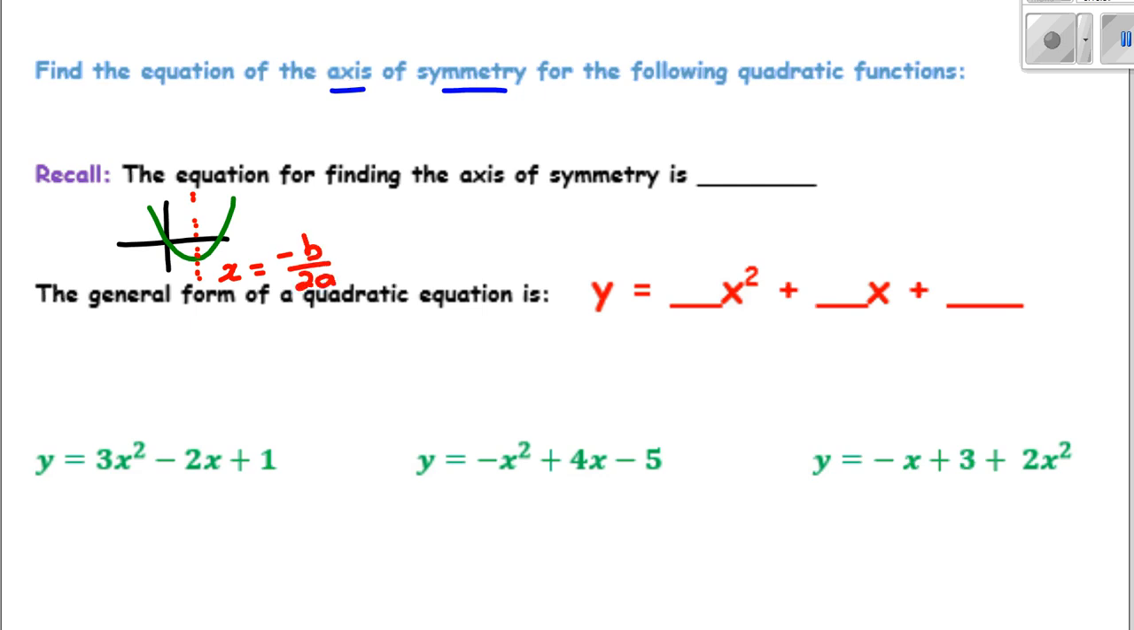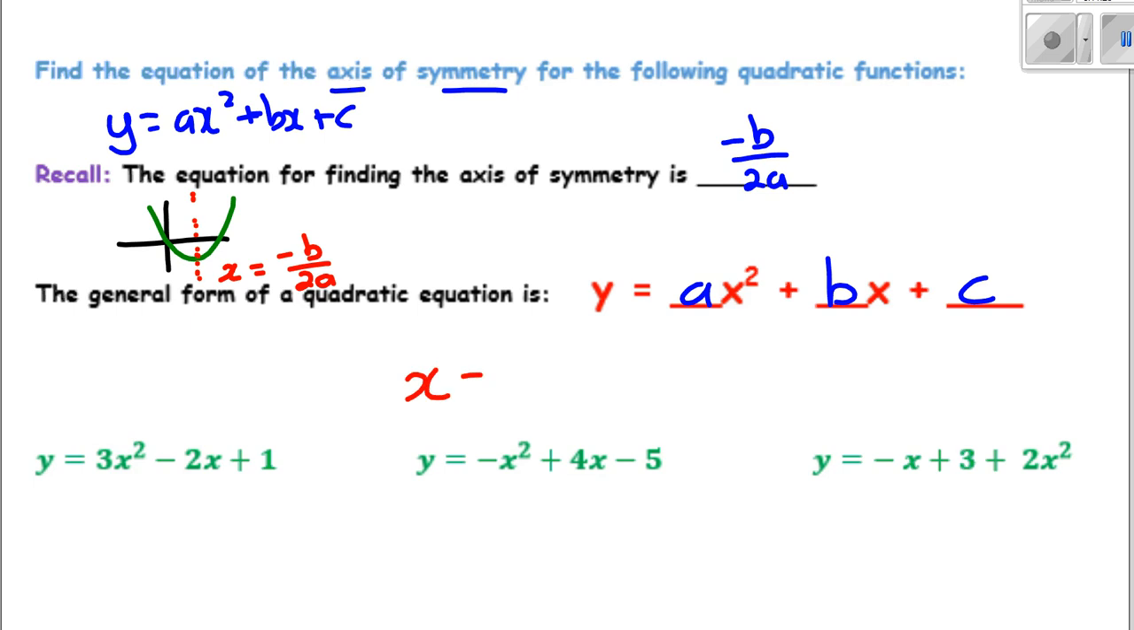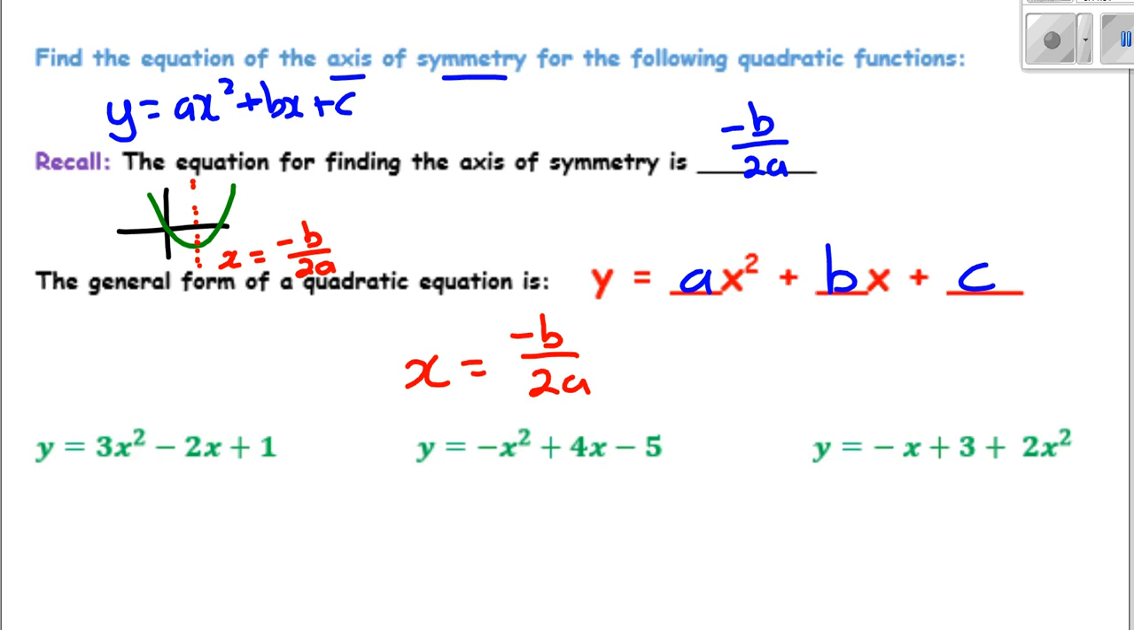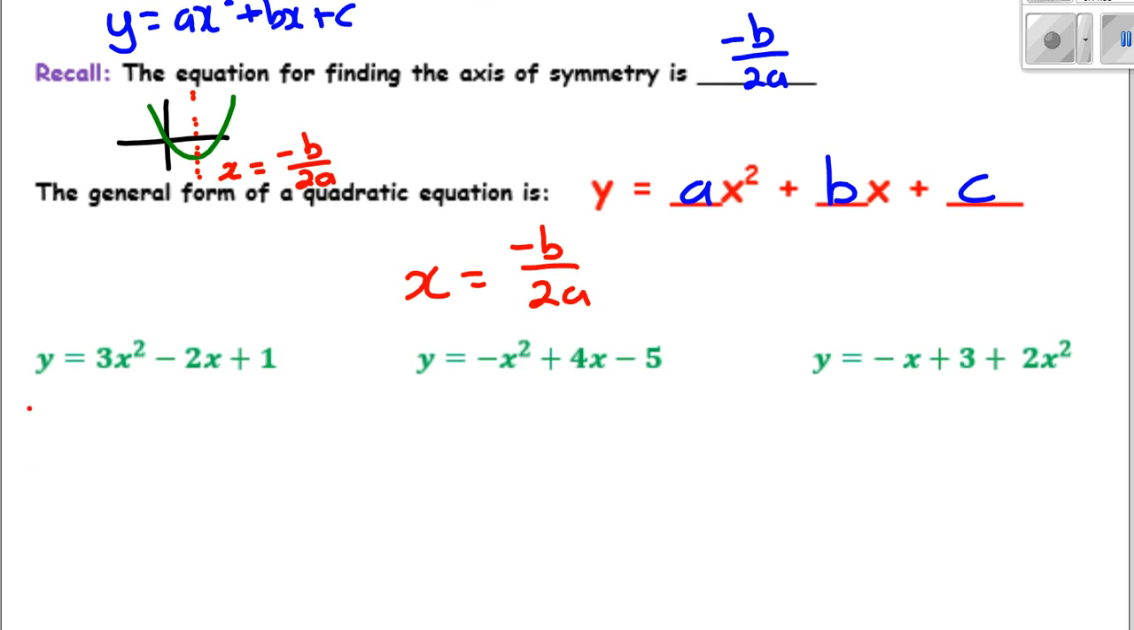So the equation for finding the axis of symmetry is -b/2a. Remember, y equals ax² plus bx plus c, so that's where the a and the b come from. The general form of a quadratic equation is ax² plus bx plus c. So we're just going to use the axis of symmetry formula, and we only need what a is and b is. a is 3, b is -2.